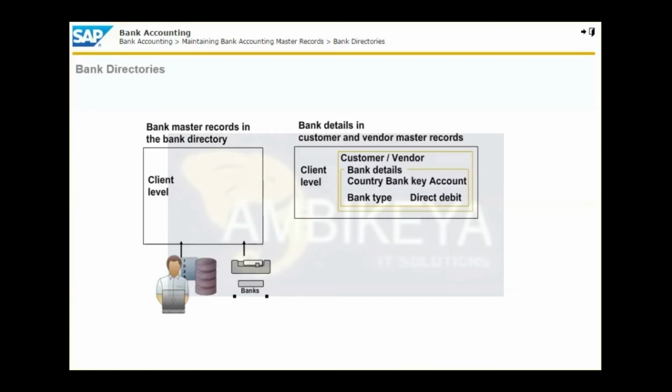If a bank is set up in the bank directory, the basic data is always available. For example, when entering the bank information in a customer or vendor master record. To access the bank data, simply enter the country of the bank and the bank key. The system finds the name and address of the bank in the bank directory table. If the bank is not yet in the bank directory, it can be entered manually. It is then added to the bank directory if it has been added to the customer and vendor master record.